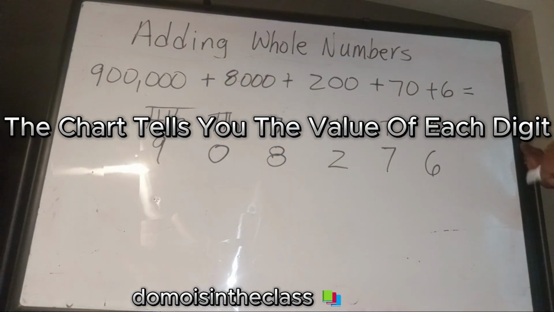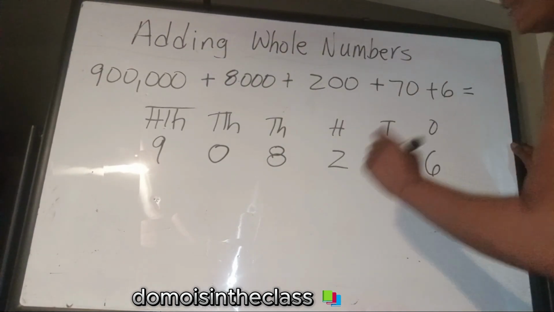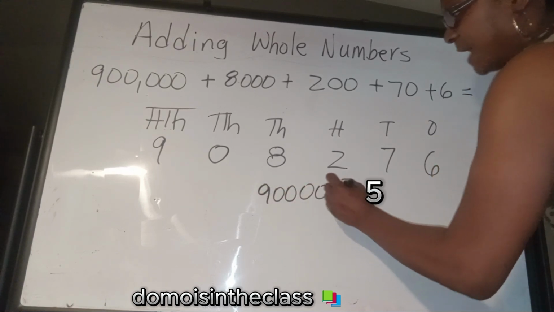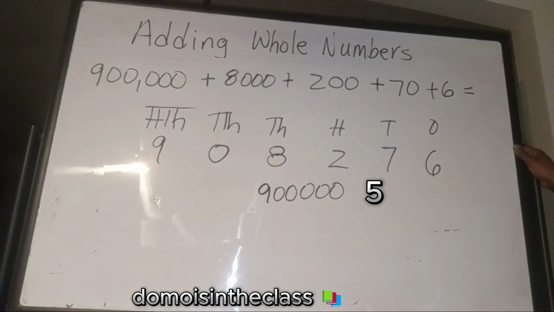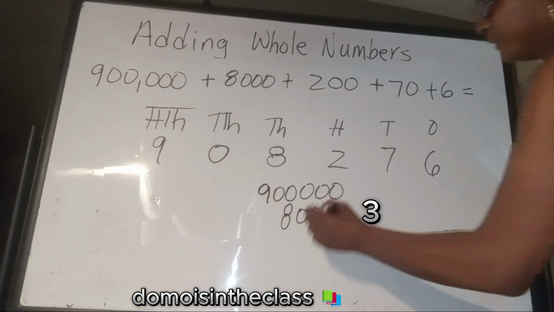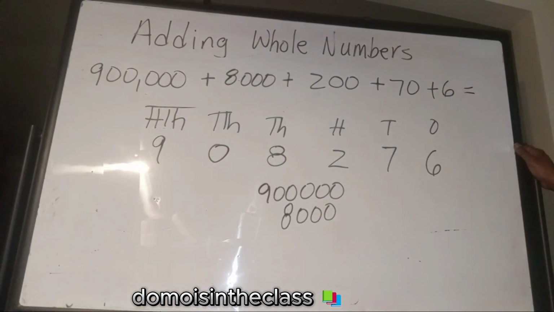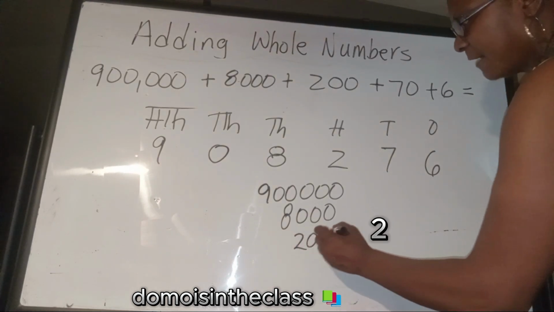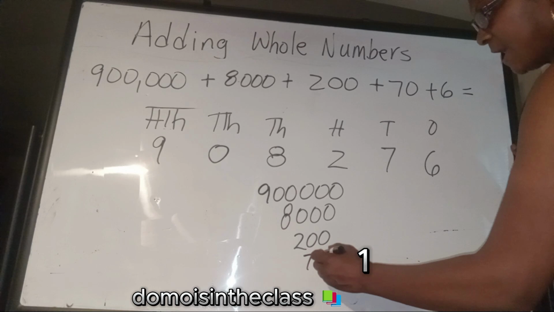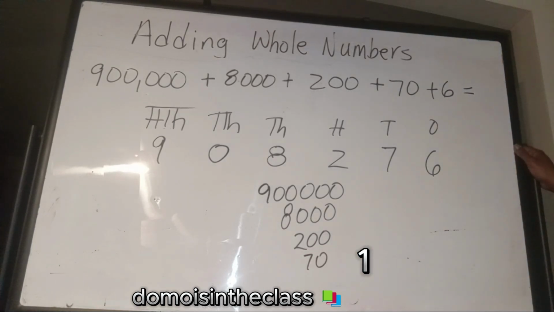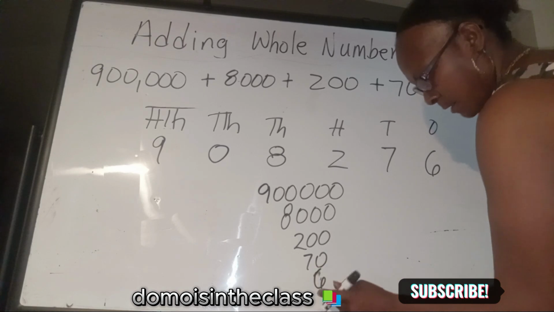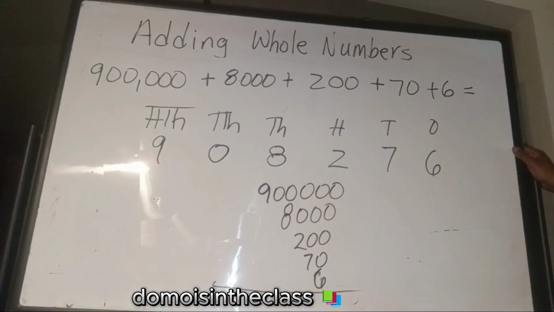All right, and so now we're gonna just add that up and see if we're correct. So we have the 900. So therefore, we should have 5 zeros behind the 9. Then we have an 8,000. So we should still have only 3 zeros behind the 8. Then we have a 200. So we should have 2 zeros behind the 2. We have 70. So we should have 1 zero behind the 7. And we just have a 6 in our ones. And we're just going to add that all up.